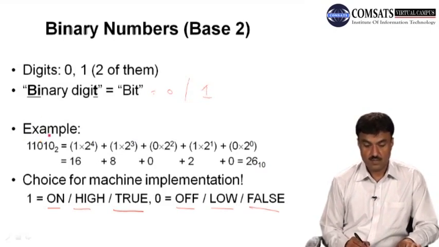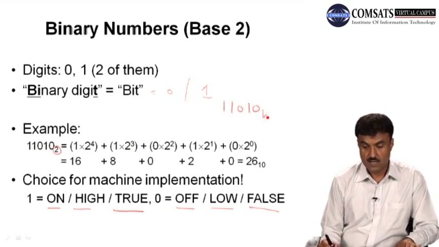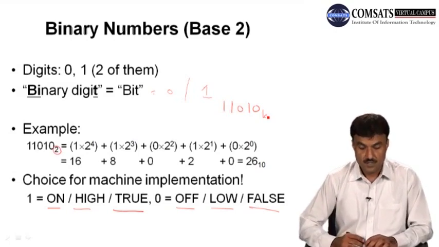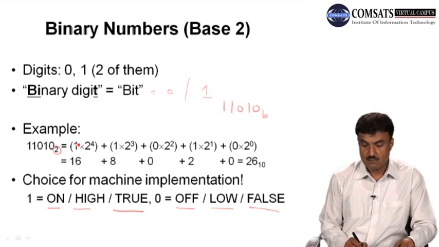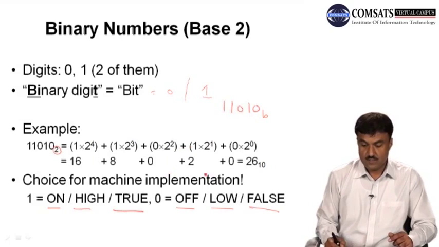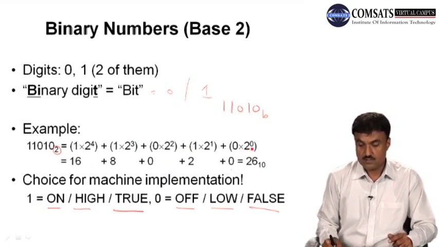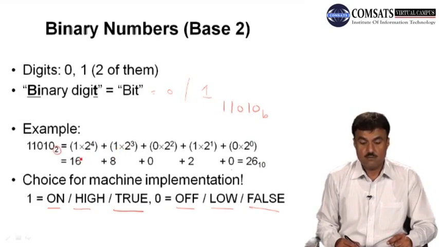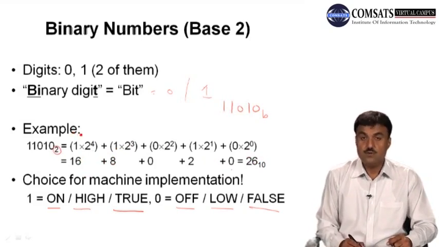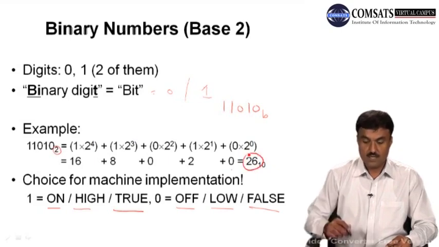An example of this binary number system is 11010 with a subscript 2. Sometimes it is written with a B or something to show that this number is binary. To convert it, we can represent it like 1 multiplied by 2 to the power 4, 1 multiplied by 2 to the power 3, and so on. We will see how to convert these numbers in more detail. So 0 multiplied by 2 to the power 0 is 0, 1 multiplied by 2 to the power 1 is 2, 0 multiplied by 2 to the power 2 is 0, 2 to the power 3 multiplied by 1 is 8, and 2 to the power 4 multiplied by 1 is 16. So 11010 is equivalent to 26 in decimal.